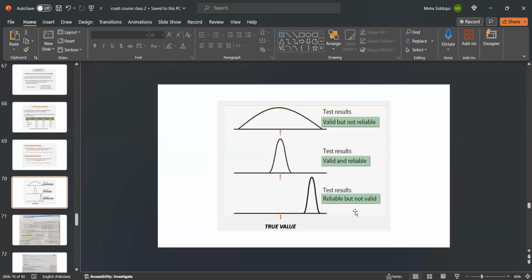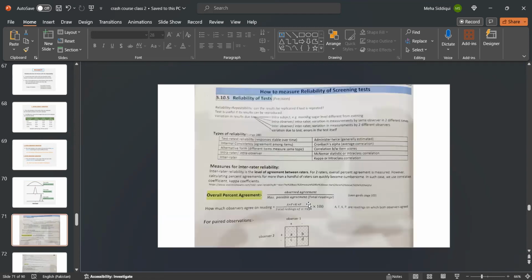So this is the graphical representation. Here we can see that these test results are valid but not reliable. Those tests which are near the true value are valid. And where there is a peak in the graph, that is, results are repeated findings, the clustering of the test at a single point shows that it is reliable. So here the test results are valid but not reliable, here the test results are valid and reliable, and here the test results are reliable but not valid.